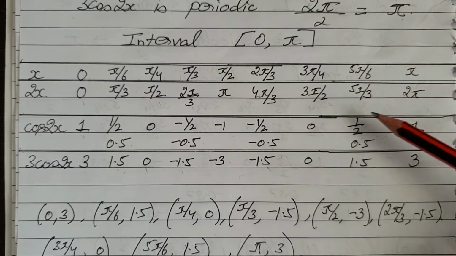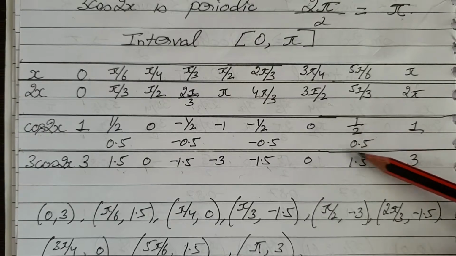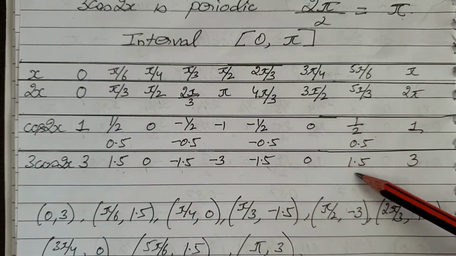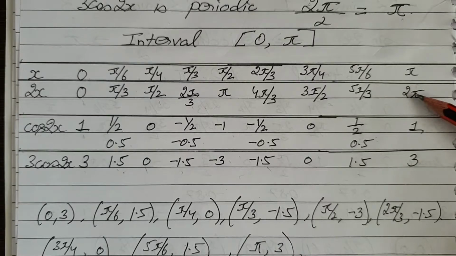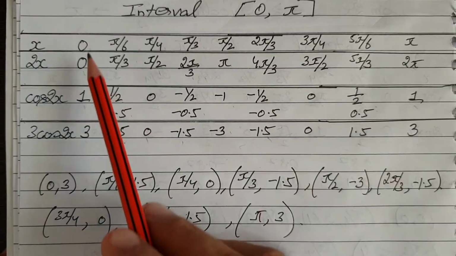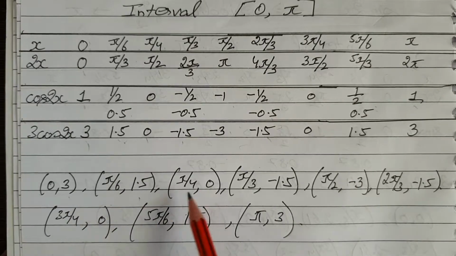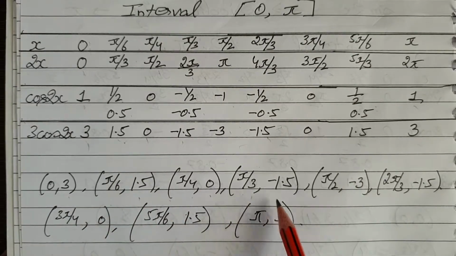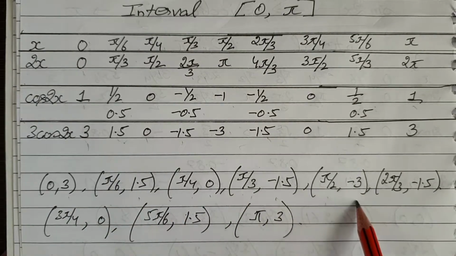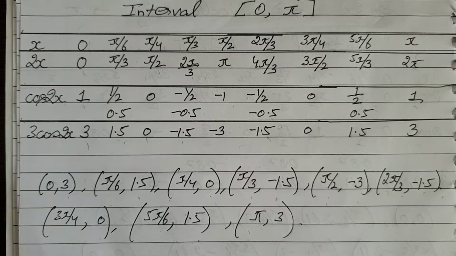5 pi by 6, so twice of it will be 5 pi by 3, cos 5 pi by 3 is 1 by 2, which is 0.5, thrice of 0.5 is 1.5. At pi, twice of it is 2 pi, cos 2 pi is 1, and 1 times 3 is 3. So these are the x, y coordinates: 0, 3; pi by 6, 1.5; pi by 4, 0; pi by 3, minus 1.5; pi by 2, minus 3; 2 pi by 3, minus 1.5; 3 pi by 4, 0; 5 pi by 6, 1.5; and pi, 3.